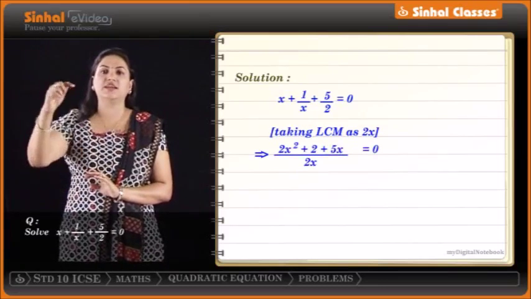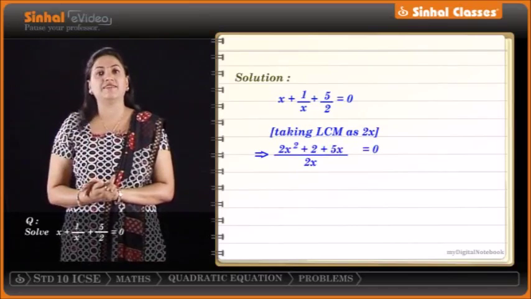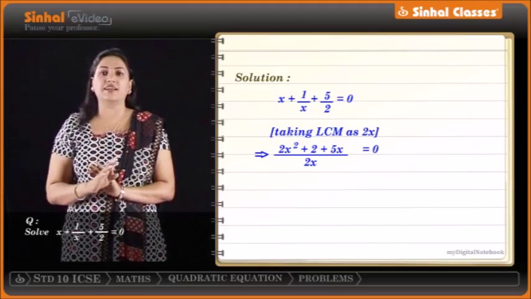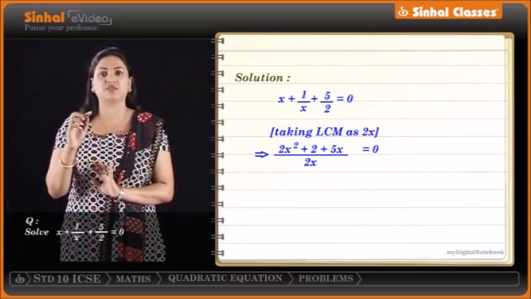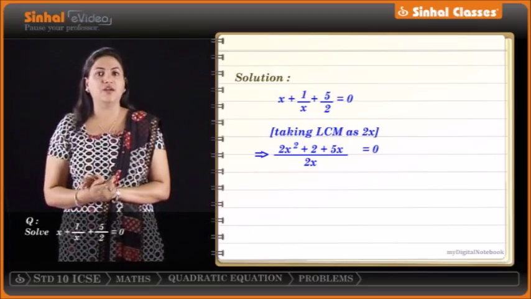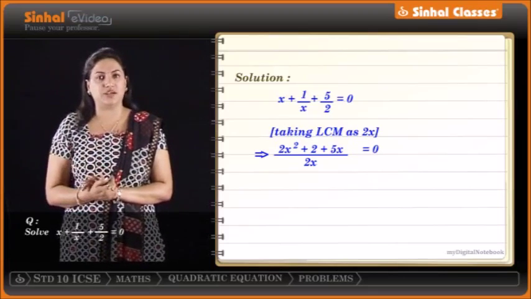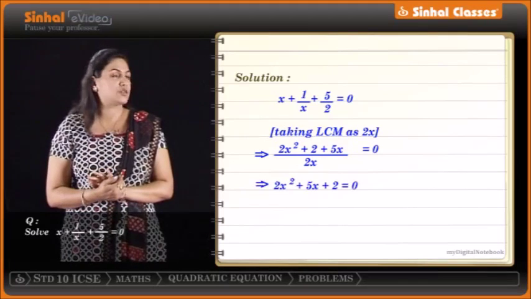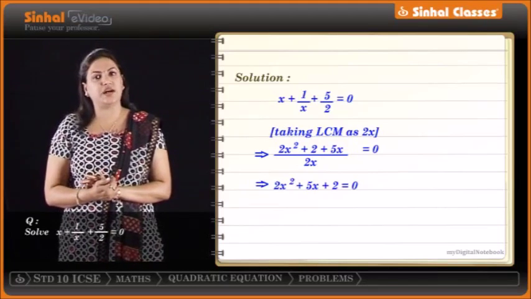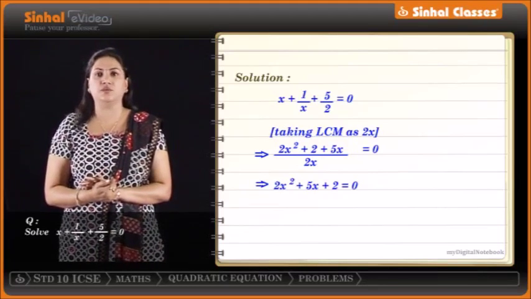Now 2x into 0 cross multiply, we get 0. It is not 2x, but 2x into 0 is 0. We rearrange the terms of the equation and get 2x square plus 5x plus 2 is equal to 0.